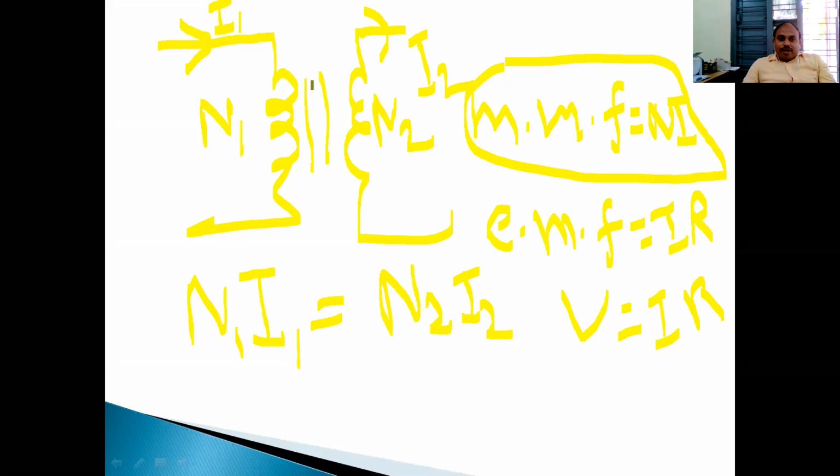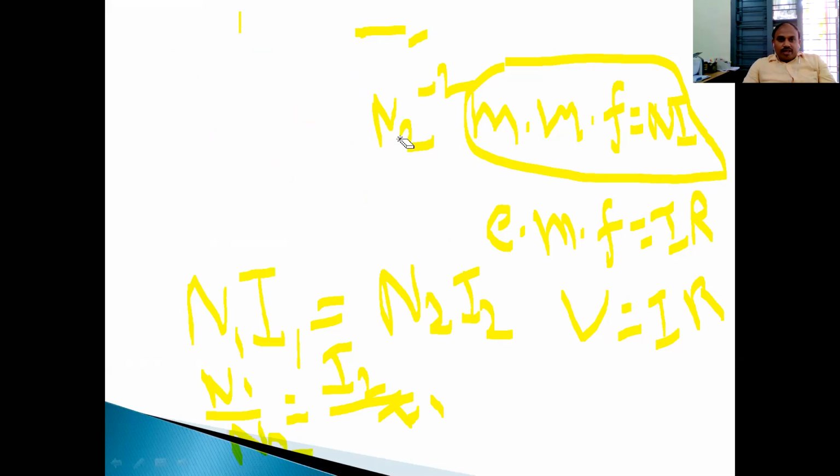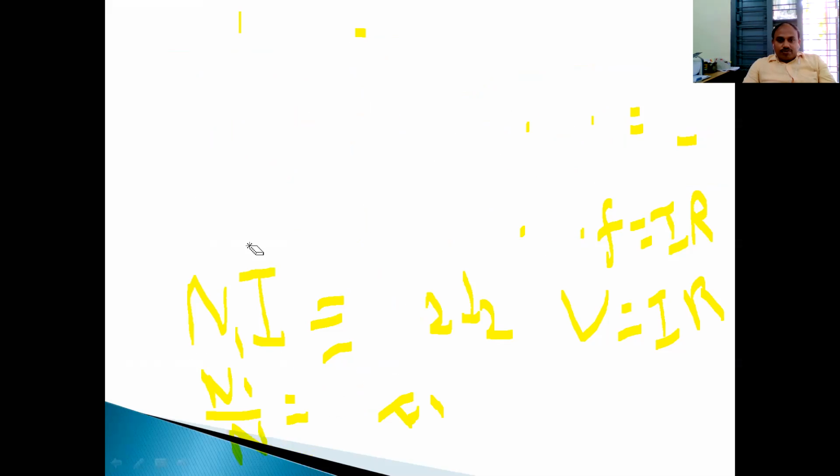So in a transformer, primary MMF equals secondary MMF, so N1 I1 equals N2 I2. From this relation, N1 by N2 equals I2 by I1. See the reverse relation: N1 by N2 equals I2 by I1. From these relations, voltage and current relations, we derive the final relation for transformers.